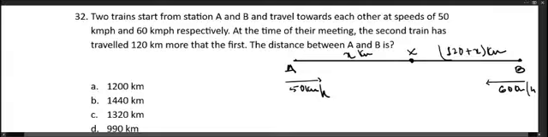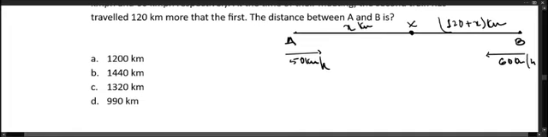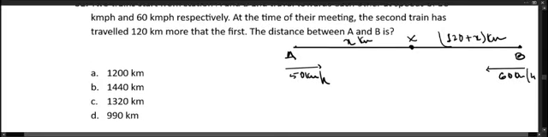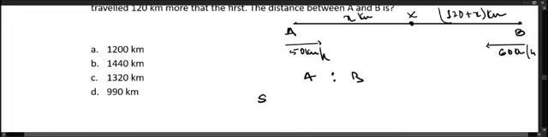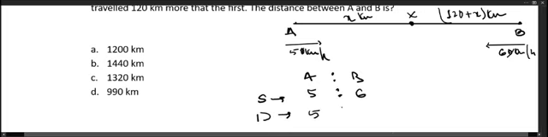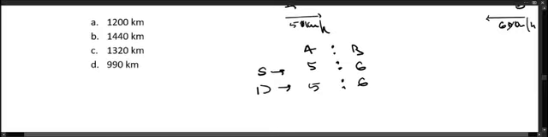Again, we can see from the diagram that both of them reach point X in the same time. So when time is constant, the ratio of speed and distance remains the same. Let's say the trains are A and B, and the ratio of their speeds is 50 to 60, that is 5 to 6, and the distance traveled by them will be in the same ratio, 5 to 6.